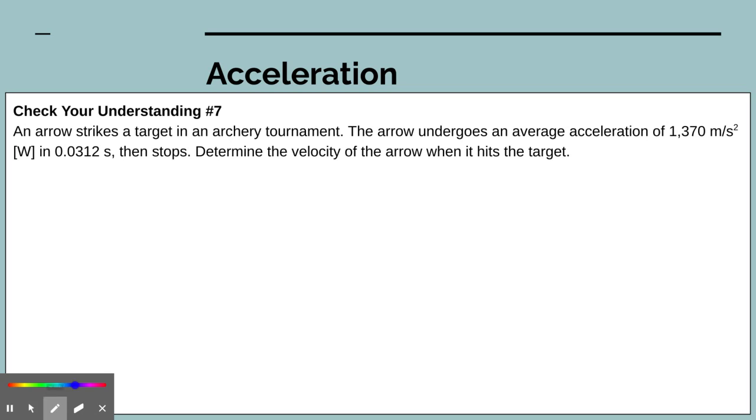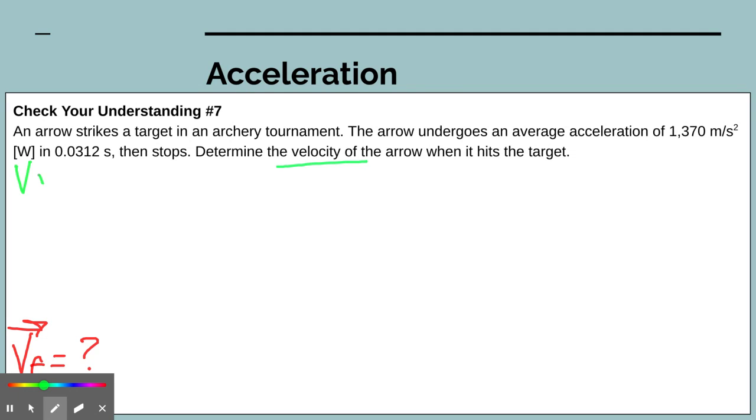So what we should understand is what's implied here is that the velocity they're asking for is what we don't know. That is going to be our final velocity. We don't know what that is yet.